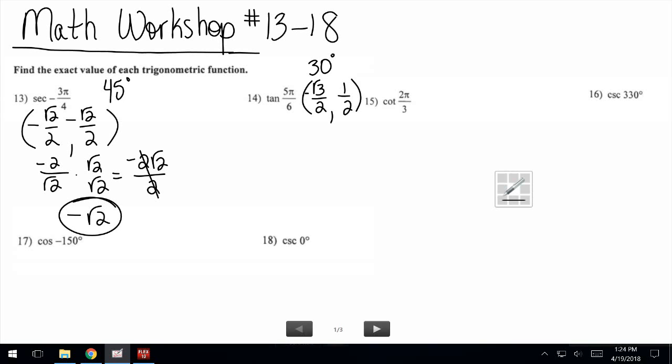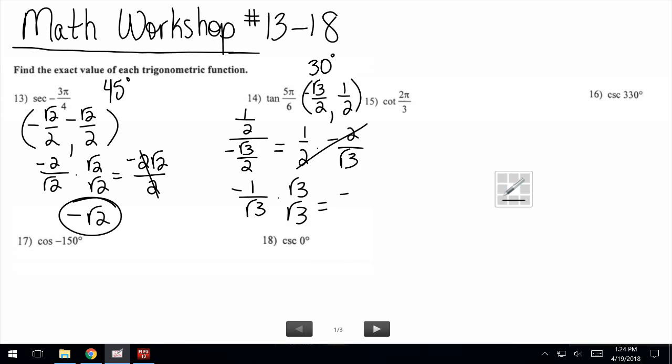Okay, all right. So tangent is sine, which is y, over cosine, which is x. Make sure you're keeping the negative with the square root of 3 over 2. Keep it, switch, switch. Keep the negative with the square root of 3 over 2. All right, can y'all rationalize that for me? It's negative square root of 3 over 3.